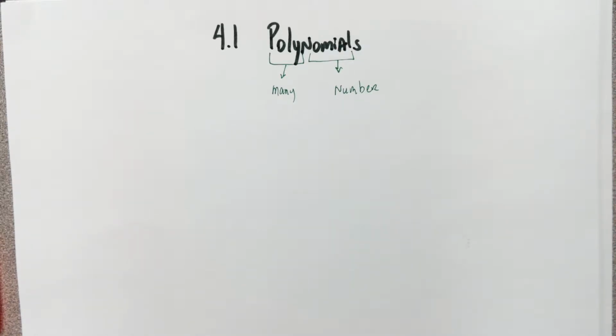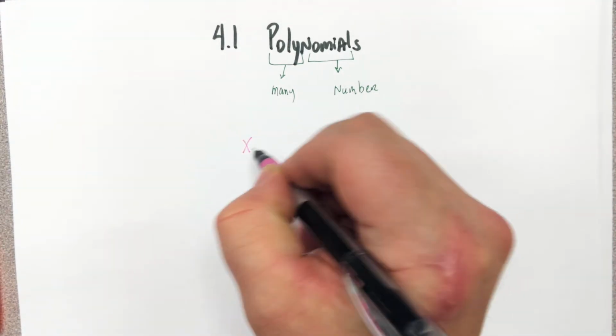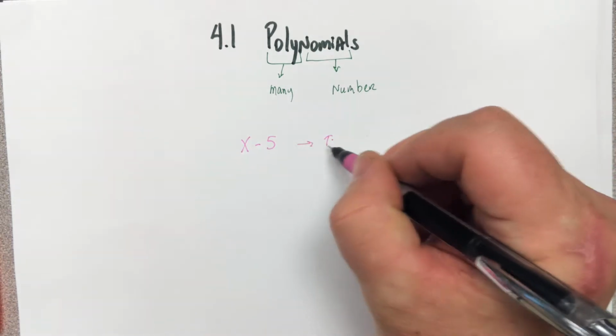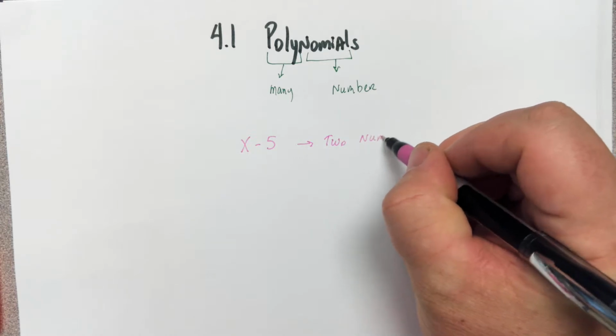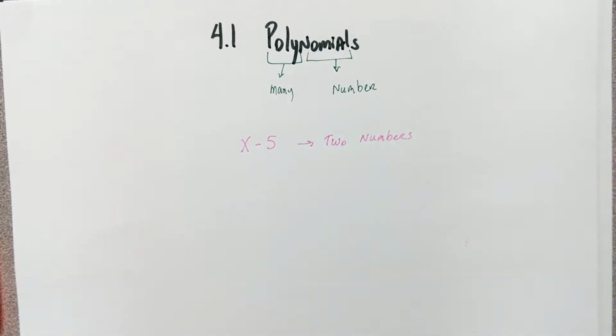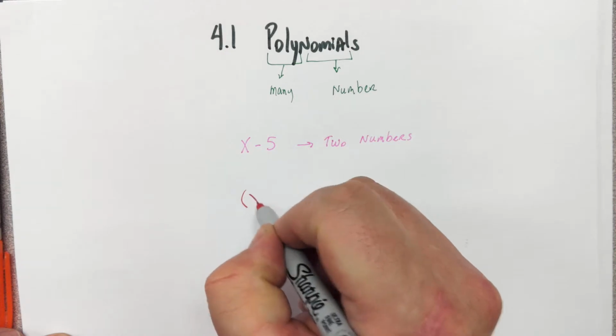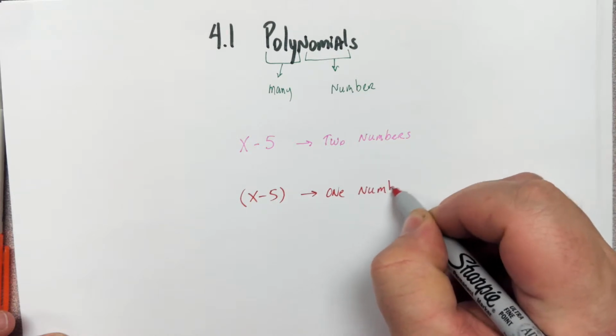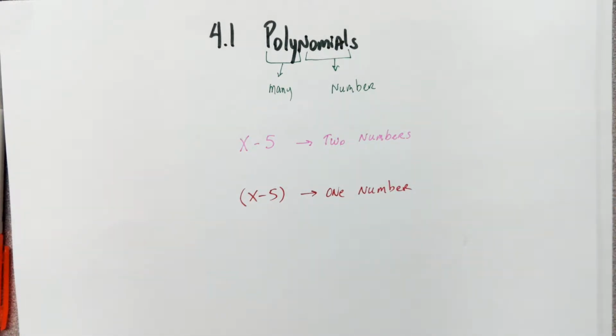So the thing is, if I had something like x minus 5, that right there, the way it's written, that's two different numbers. Because I don't know what x is. But that's two numbers. I have x, whatever number that is, and I have a minus 5. That's two numbers. This is one number. The parentheses group it together. I don't know what number this is, but it's 5 less than x.